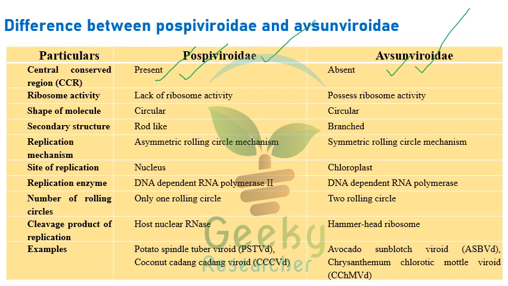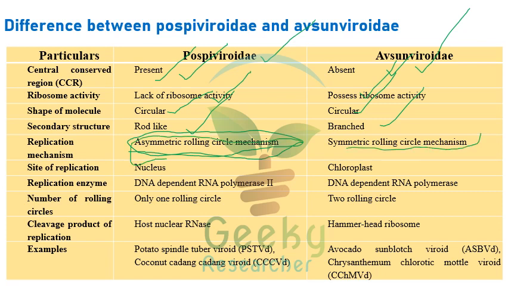Ribozyme activity is present in Avsunviroidae, whereas it is absent in Pospiviroidae. The shape of the molecule is circular in both. The secondary structure is rod-like in Pospiviroidae, whereas in Avsunviroidae it is branched. The replication mechanism is the asymmetrical rolling circle mechanism, which is very important, whereas here it is the symmetrical rolling circle mechanism. The site of replication is the nucleus in Pospiviroidae, whereas in Avsunviroidae it is the chloroplast. The number of rolling circles is one in Pospiviroidae and two in Avsunviroidae.